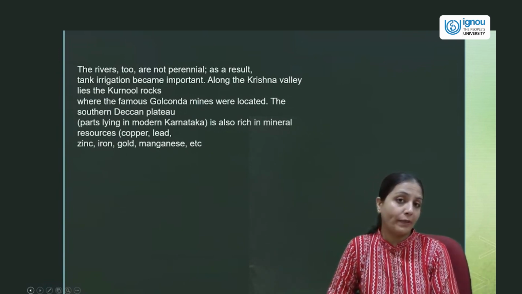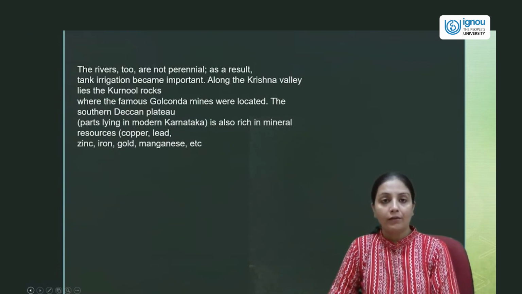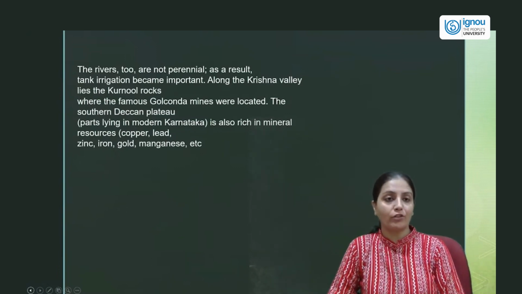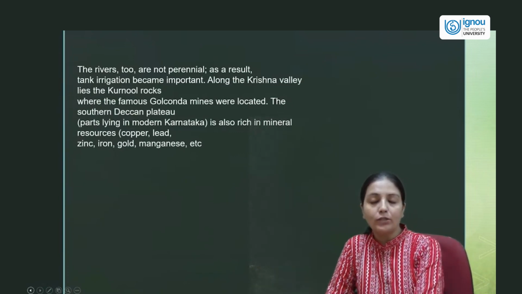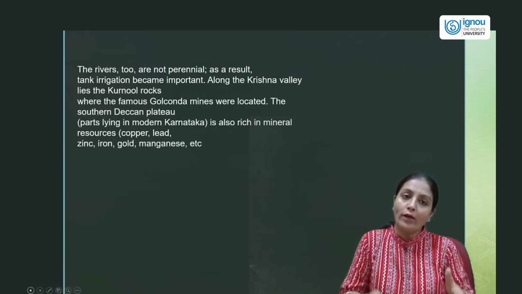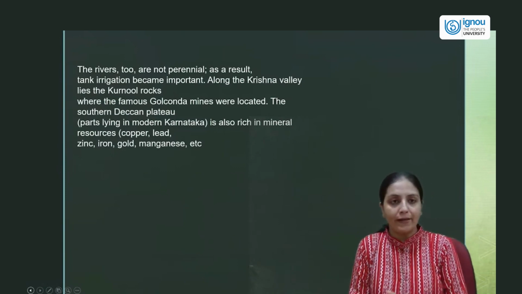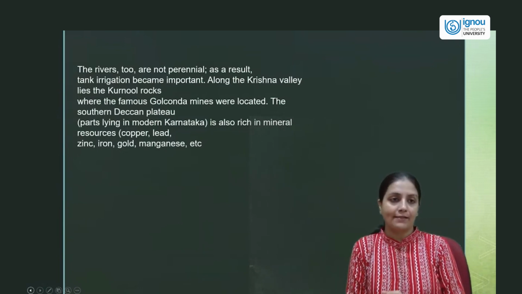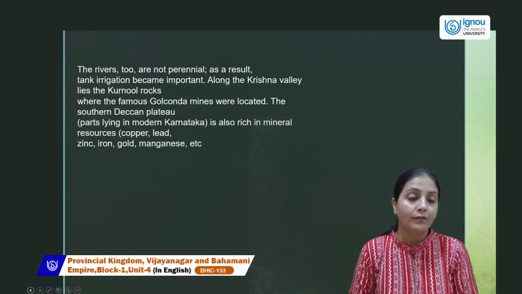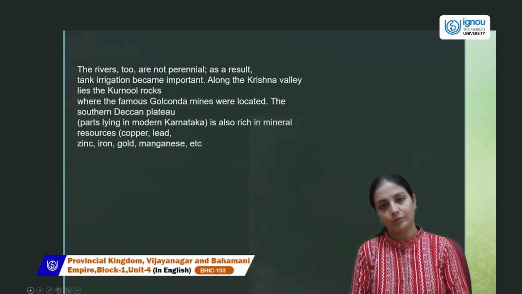The rivers too are not perennial. As a result, tank irrigation became very important at that time. We are talking about the Vijayanagar Empire, the Deccan area. If rivers were not connected to that particular empire, then the rulers of that empire needed to make canals and tanks for irrigation purposes. The rulers made a lot of tanks related to irrigation activities.